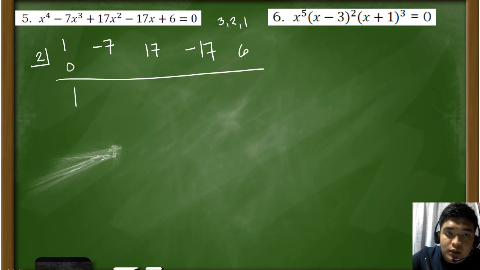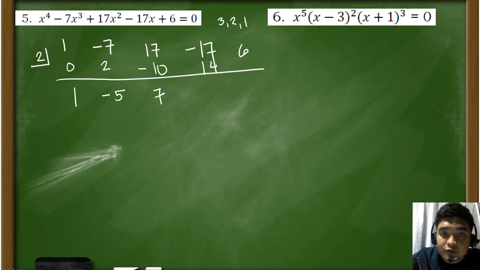Then 2 times 1 is 2. Add, that is negative 5. Then 2 times negative 5 is negative 10. Add, it is 7. 7 times 2 is 14.